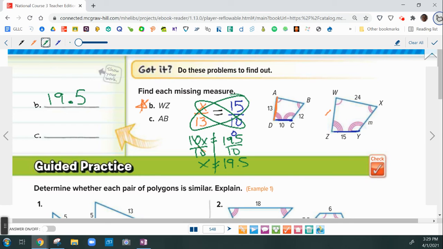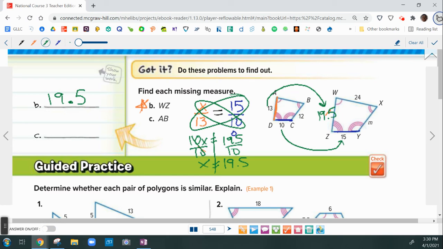Now we want to see if this is reasonable. I'm going to put 19.5 here. Let's see. Seems reasonable because, just looking at the numbers, 10 to 15, 13 to 19.5. Yeah, that looks reasonable. It's a little bit more, about half again, as we say. All right, and let's check it to make sure. Yep, 19.5 is the answer.